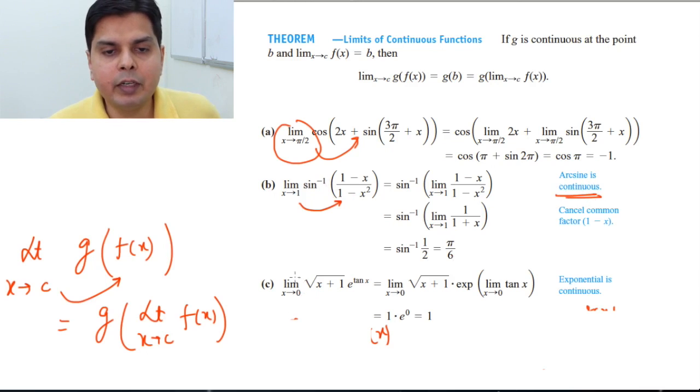Similarly, suppose I have to find the limit x tends to 0 of root of (x plus 1) times e to the power tan x. Then first I will find the limit of this product, and e to the power limit. I can take this limit on the power also, and why can I do this? Because exponential is also a continuous function. So the limit x tends to 0 of tan x will be 0. So e to the power 0 will become 1, and this will also become 1. So the answer is 1.